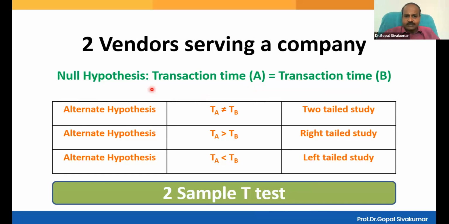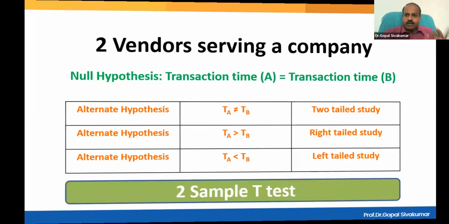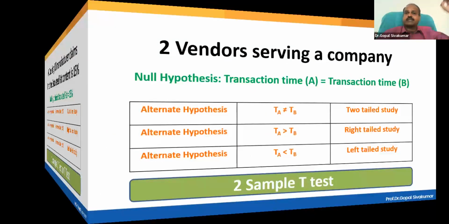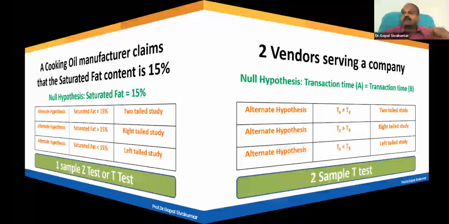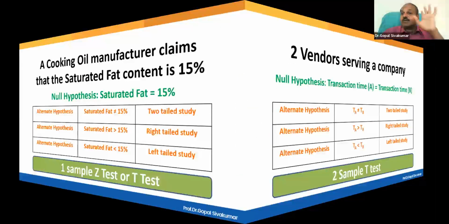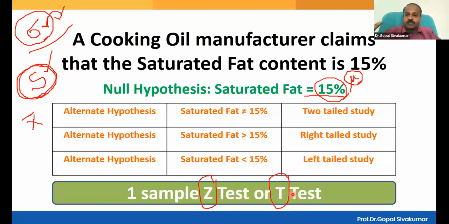Here also the transaction time is measurable data, continuous data. Here also, for taking the decision, I am using average transaction time. All of you understand when to go for two-sample t-test? Yes. For comparing a cooking oil against the population, we have gone for one sample Z test or one sample t-test. Suppose there are two companies making cooking oil, company A and company B. I am comparing A and B. Now my test will be called two sample t-test. All of you, do you understand?